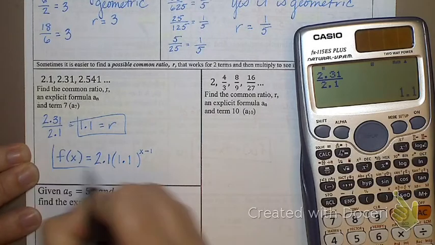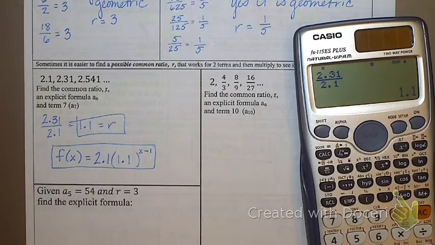There is no simplifying like there was on the arithmetic. Remember arithmetic, you had to distribute and combine like terms? We're done here. That's my explicit formula. Can you do that on your quiz tomorrow? Yeah? What's the last thing I have to do?